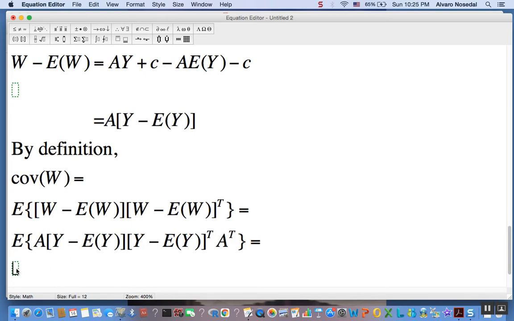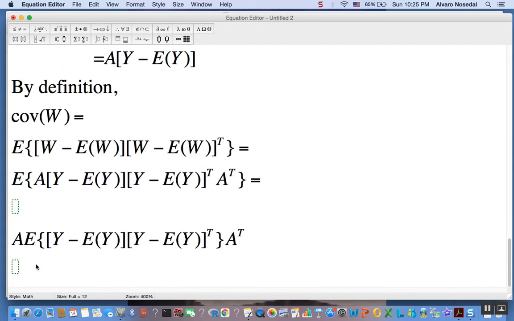Now, the expected value is going to allow us to factor out that matrix A on the left, but also on the right. That's a property of the expected value of this matrix multiplication that we have here. And if you want to show it, it would be in a similar way to what we did in that other video, where we showed that property, the linearity of the expected value.